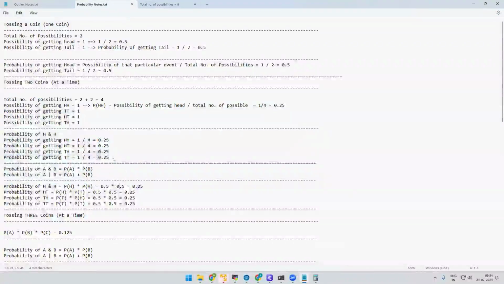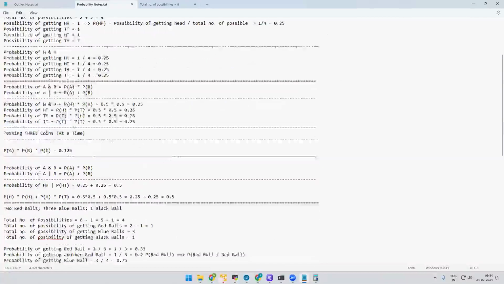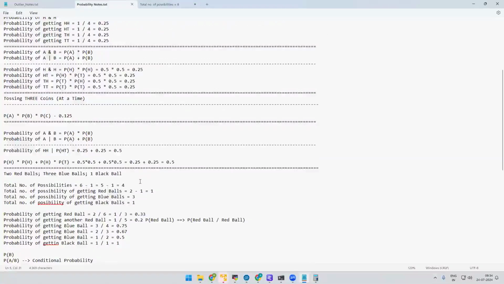So we can keep on extending it rather than keep on doing it. But this idea is very important. How do we calculate probabilities? Total number of possibilities, possibility of each event, and then probability. Don't directly jump to that.